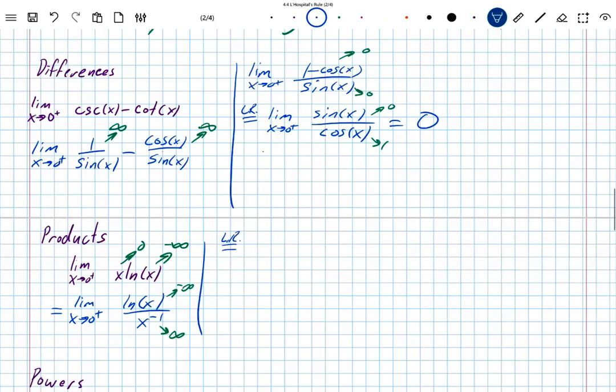Okay, you'll probably see this coming up on homework and other types of problems. This is a really common thing to notice: I can turn products into fractions by just taking a reciprocal, or taking it to the negative 1, and then I can use L'Hopital's rule. So let's do it.